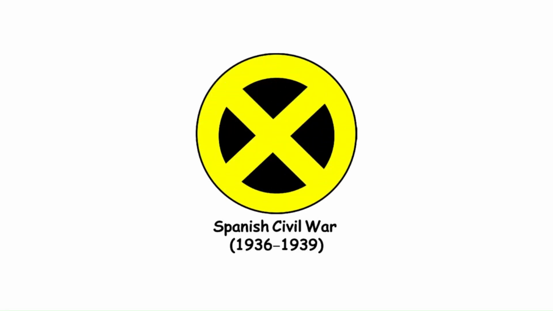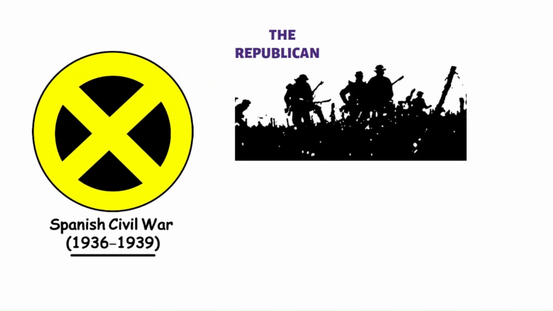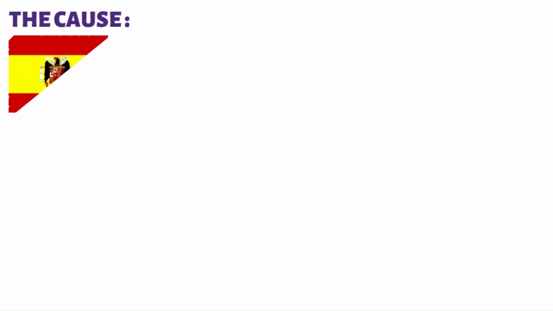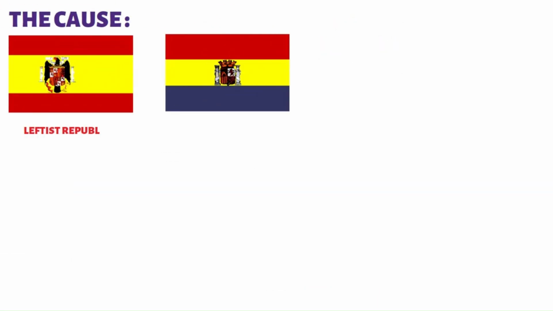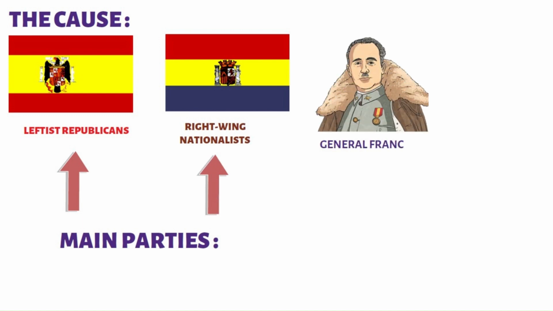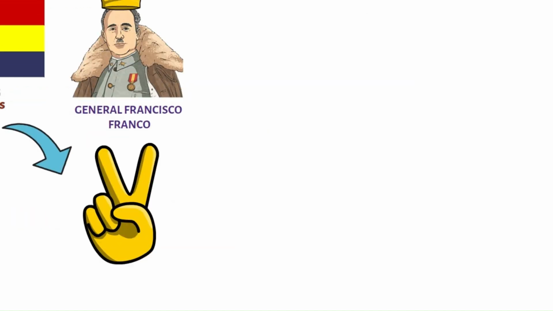Spanish Civil War, 1936 to 1939. The Spanish Civil War was fought between the Republicans and the Nationalists in Spain. The cause was political and social tensions between leftist Republicans and right-wing nationalists. The main parties were the Republican government and the nationalist rebels led by General Francisco Franco. The war ended with a nationalist victory, leading to Franco's dictatorship.